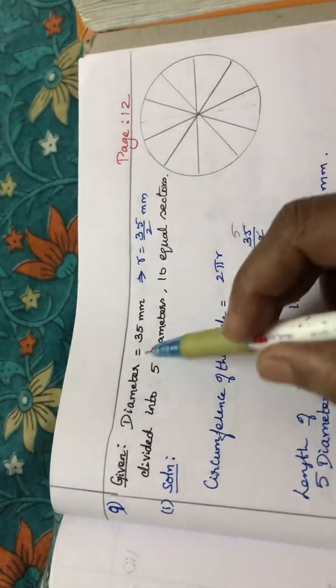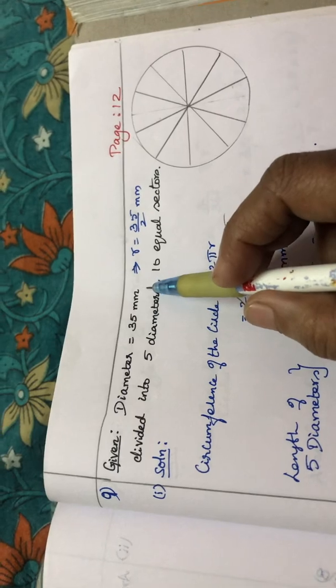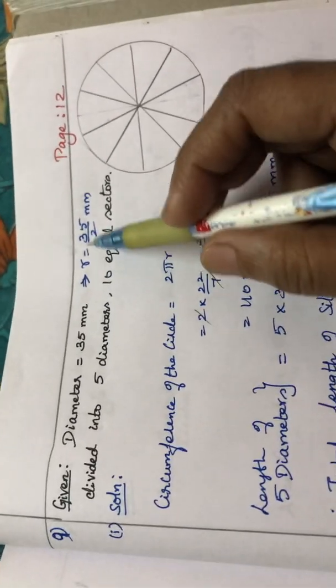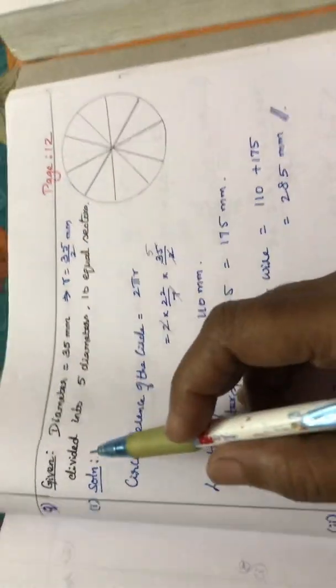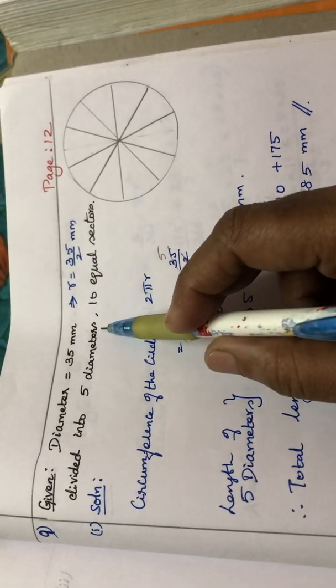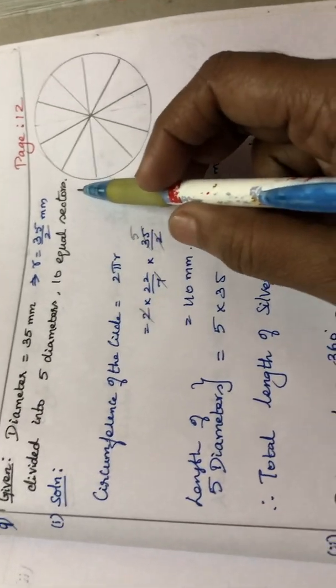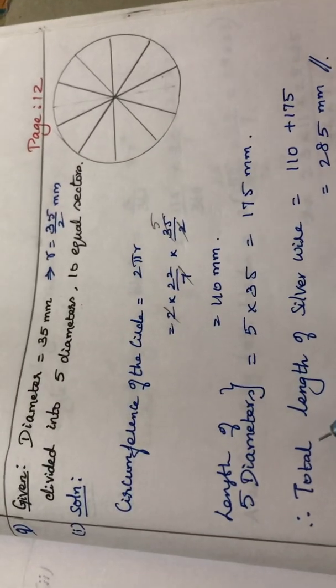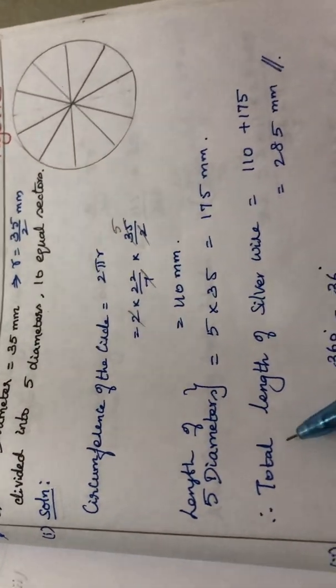The diameter is given as 35 mm. So what will be the radius? The radius is equal to 35 by 2 mm, and the circle is divided into 5 diameters, that is 10 equal sectors. So 5 diameters are there.